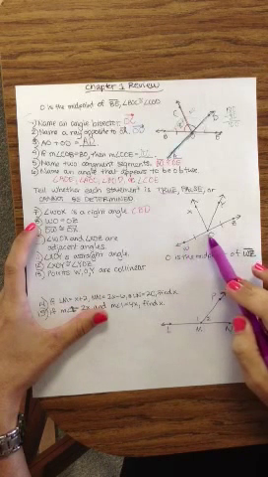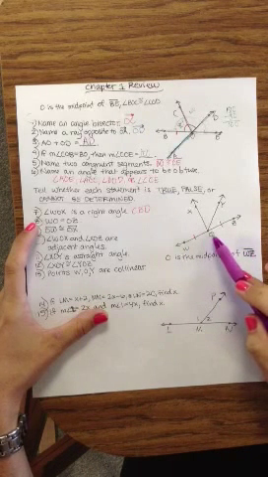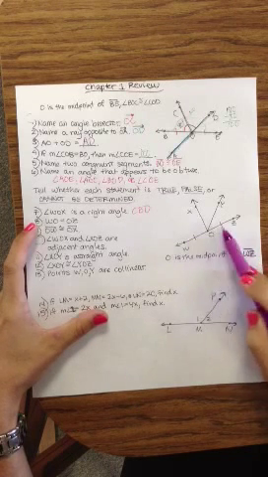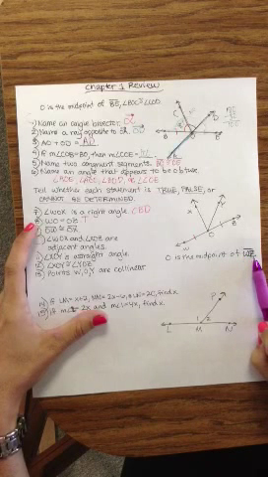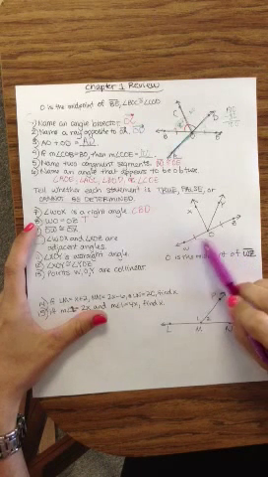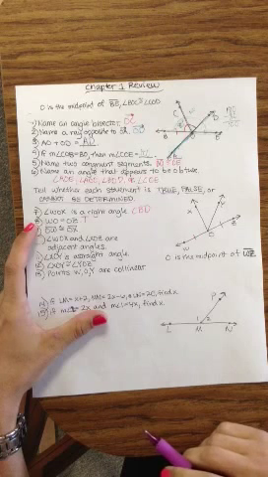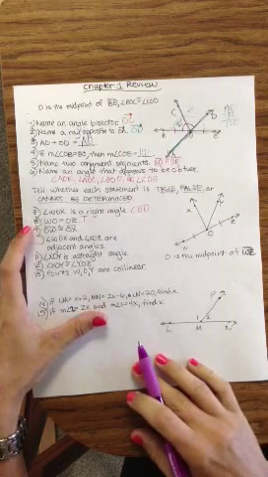Going on to number 8. It says WO, the length from W to O, equals the length from O to Z. That is true, because we were told that O is the midpoint of WZ. So that means that those lengths are going to be congruent and have the same length.